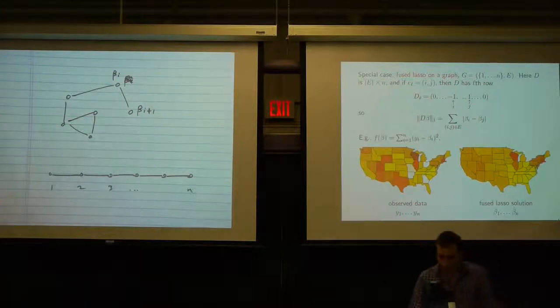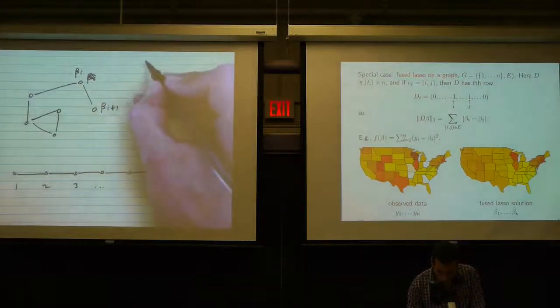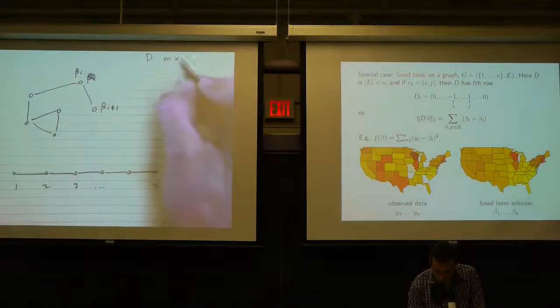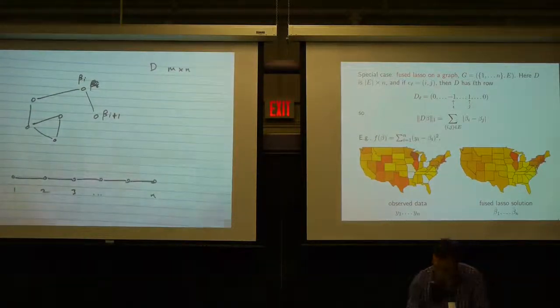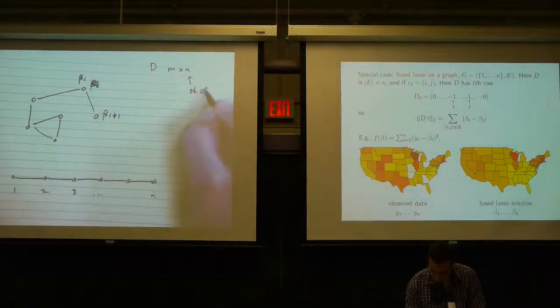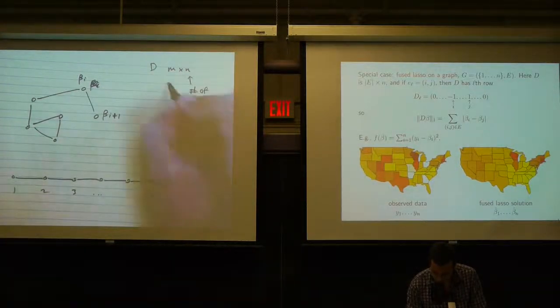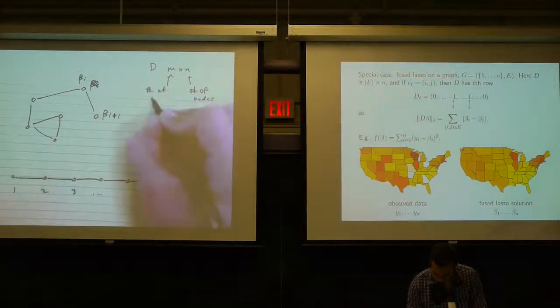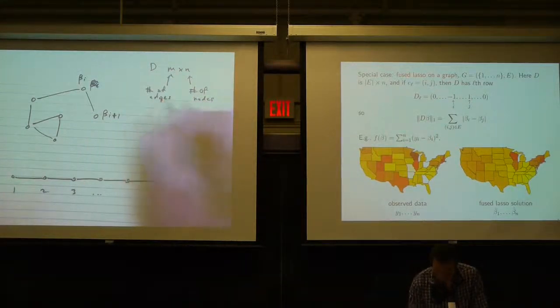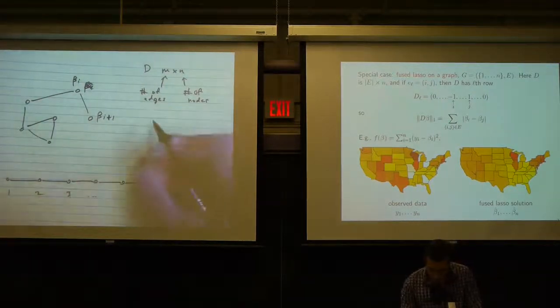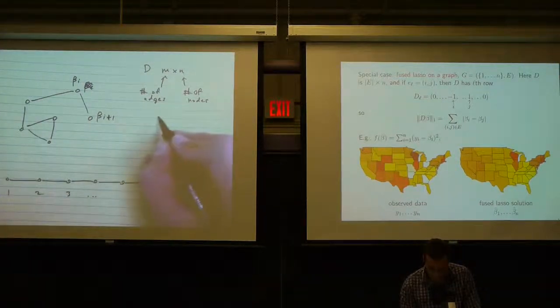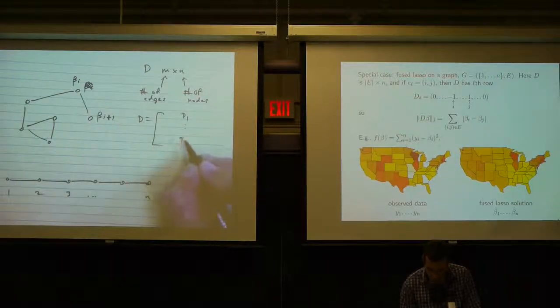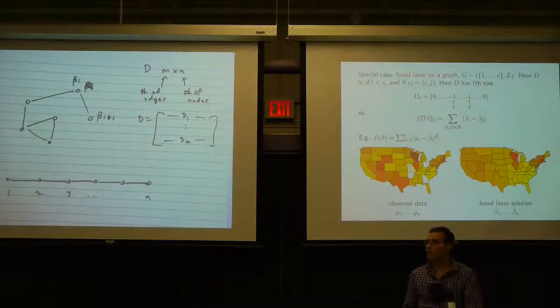So I would take D now to be a matrix that is m by n. This is the number of nodes in the graph. This is the number of edges in the graph. And every row of D, D1 through Dm, again is going to have a -1 and a 1 in it. But now the locations of those -1s and 1s are going to be dictated by the edges.